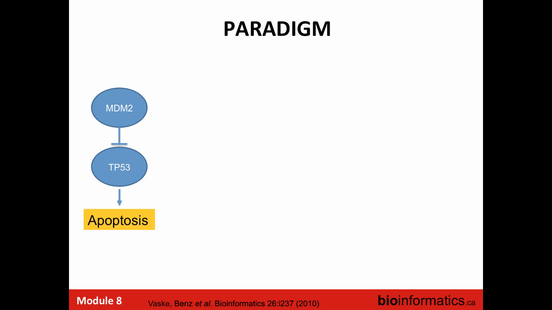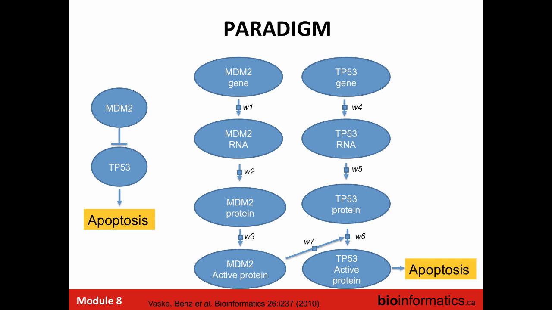So on the left here, we're seeing just a typical event within apoptosis. You've got MDM2 inhibiting p53. Now, this is a simple graph view of it. For Paradigm to work, you have to describe this simple molecular event in a variety of different states. Each state reflects information you have about the gene. The gene has obviously been transcribed into RNA. The RNA is translated into a protein, and the protein has an active state in the cell. So where we had two molecules before, we've now got eight.